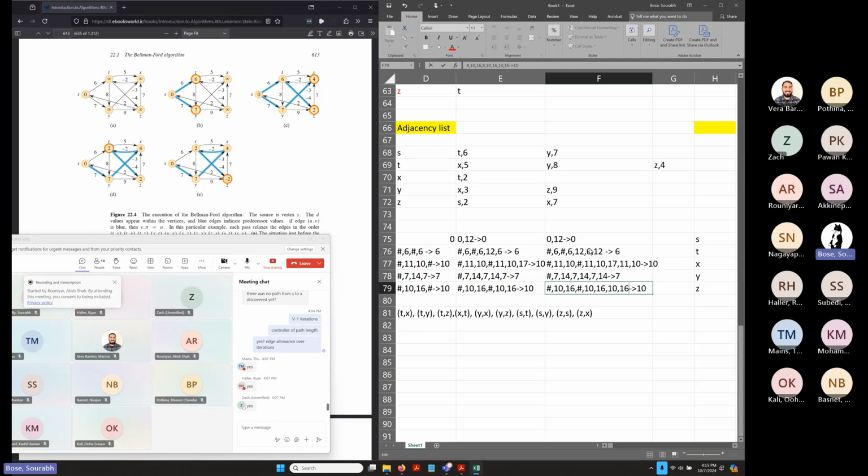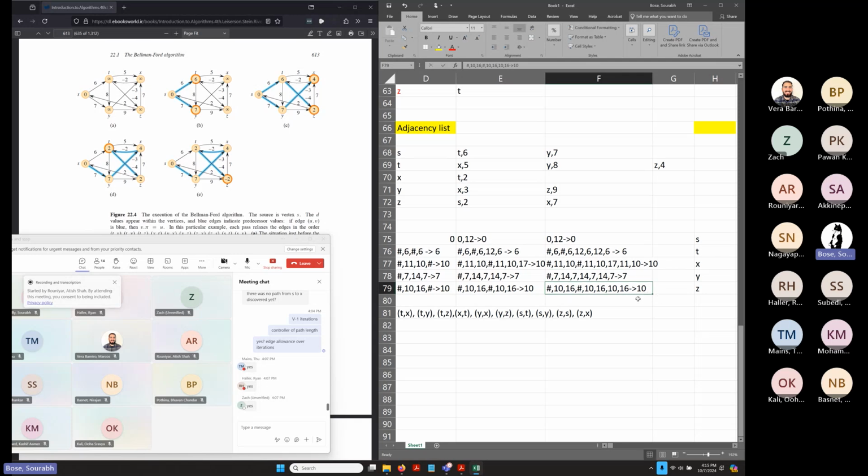ST is basically S2S plus S2T. S2S is 0 and ST is 6. It is currently 6. We are offering 6 again, remains 6. SY, it is currently 7. S2S is 0. SY is 7. We are offering 7. Happy days, it remains 7.